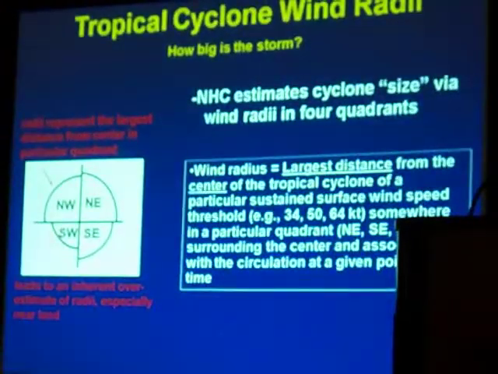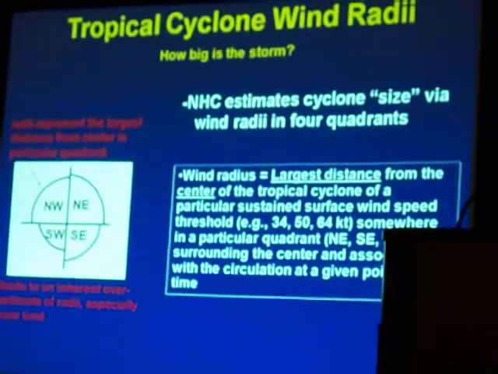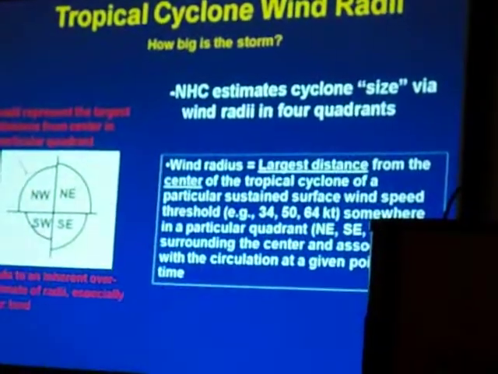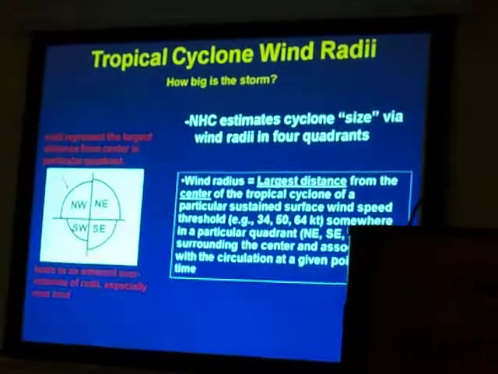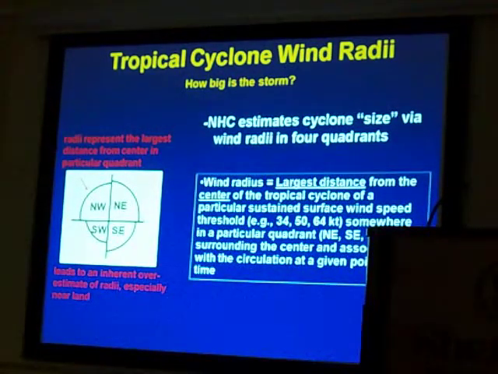So to construct the wind radii, this is the next part. How big is the storm? We do this in the following fashion, the 4 quadrants. The wind radius is basically defined as the largest distance from the center of the tropical cyclone, and we do this, of course, for 34, 50, and 60 knot winds.